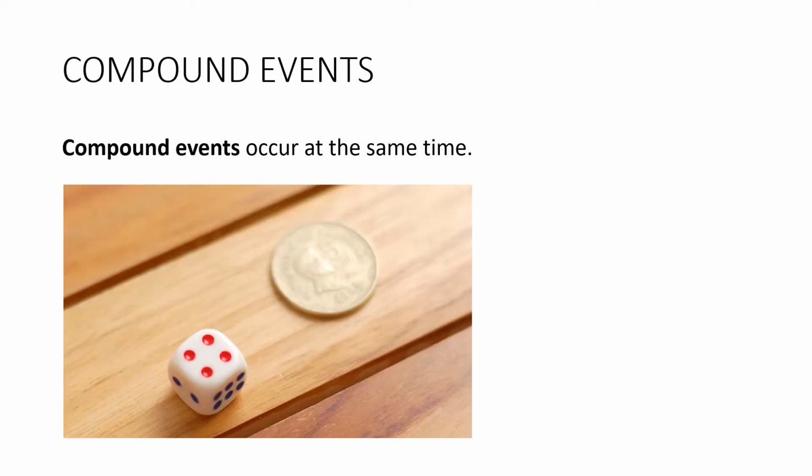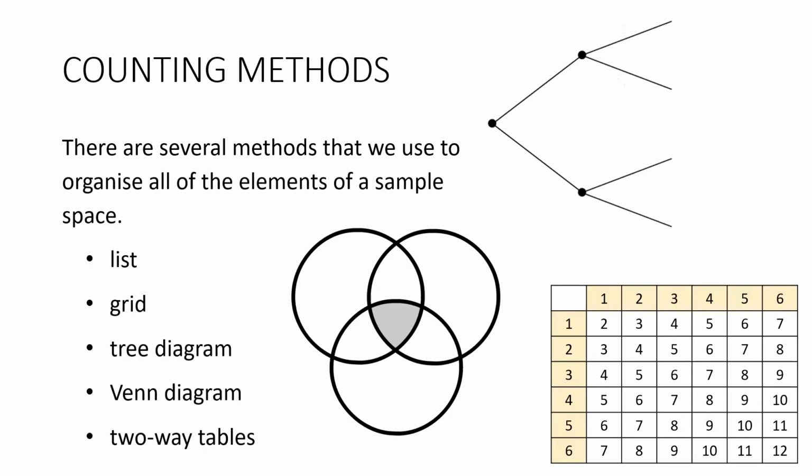Now, compound events occur at the same time. For example, if we tossed a 6-sided die and a coin together, that would be an example of a compound event. Now, compound events can get quite complicated when we're trying to list all of the elements in a sample space, and there are various methods that we use to help us with this. We're going to have a look in the next example at how we use a list, but a grid can be helpful, particularly if we're talking about rolling 2 dice. We also use tree diagrams and Venn diagrams and two-way tables.